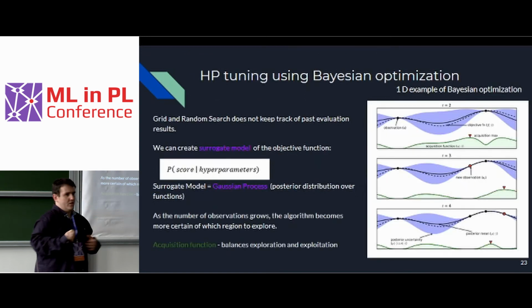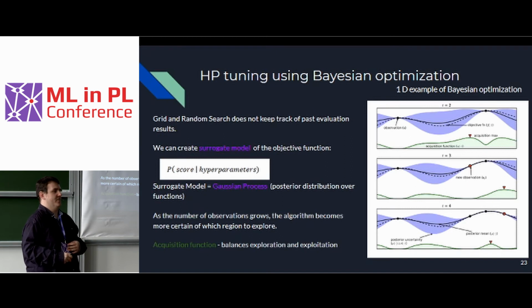Okay, so what is the problem with these two methods? Neither of them leverages the previous evaluations. They are blind to what was achieved so far, so we can do something a little bit better. If you are building your machine learning model and working on hyperparameter optimization, which you should do, I would recommend going directly to Bayesian optimization.